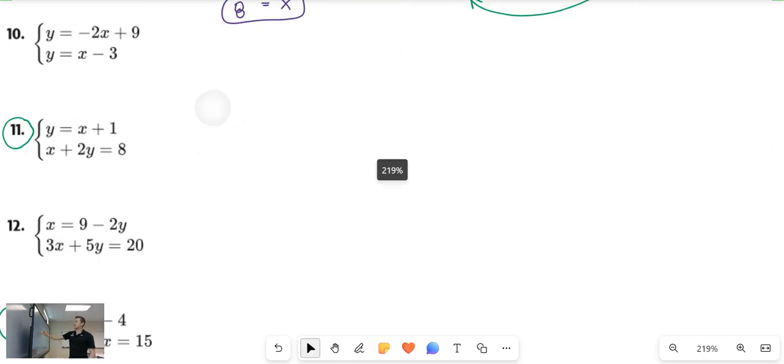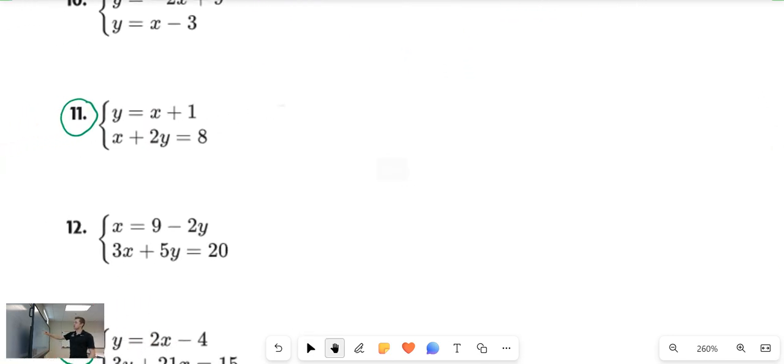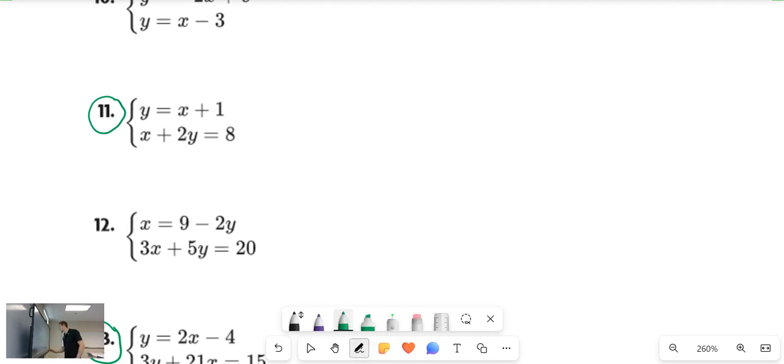So let's move on to number 11. This one looked a little bit more challenging. We already have this y equals x plus 1. So that means we can plug in that y equaling x plus 1 right here. All right, so let's do that. And we'll rewrite the second equation as x plus 2 times x plus 1 equals 8.